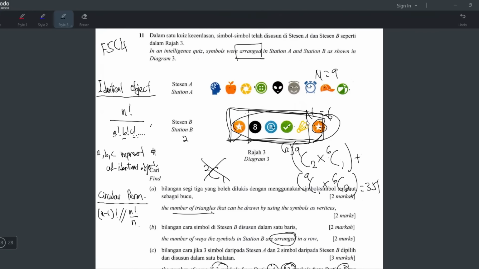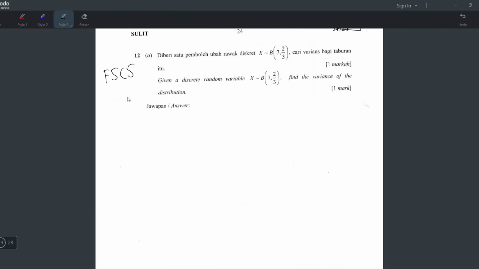Okay, what chapter is this? Okay, I see this. I already know. This is the notation for binomial distribution. So this is form 5 and it's chapter 5. It's called probability distribution, in Malay, taburan kebarangkalian. And this is definitely under binomial because you see the B already.